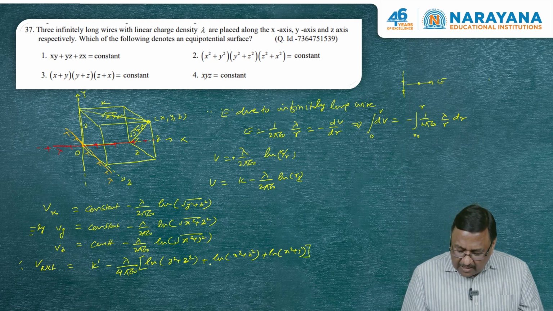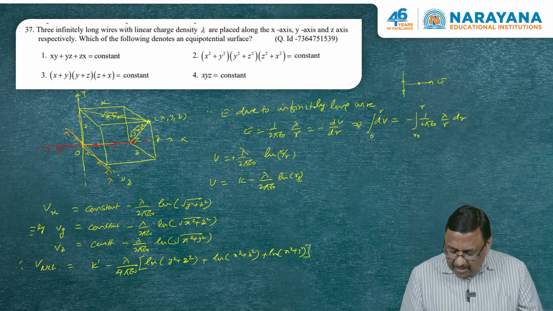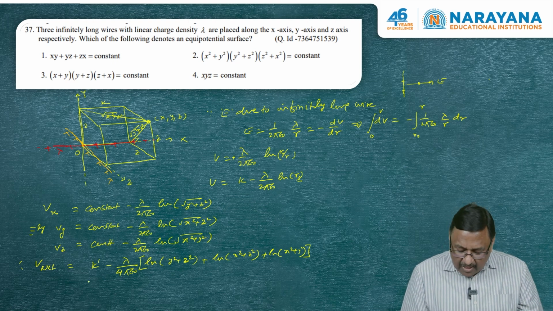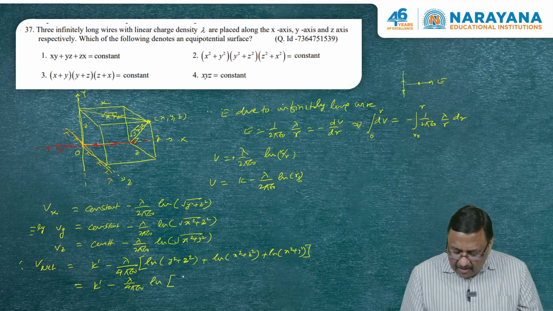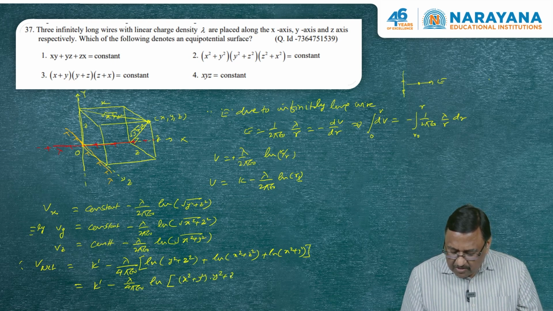As we know, log a plus log b plus log c is nothing but log a dot b dot c. So I can express it in this manner. It is going to be k dash minus lambda upon 4 pi epsilon 0 into log of, I'm just putting in this order, x square plus y square into y square plus z square into z square plus x square.